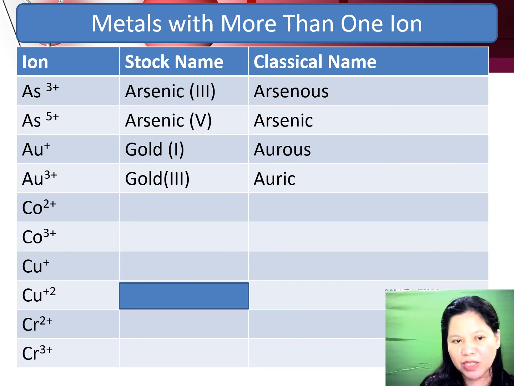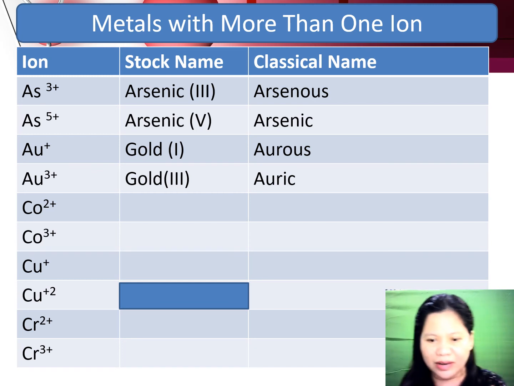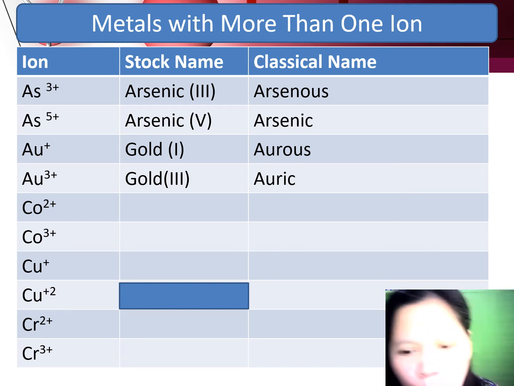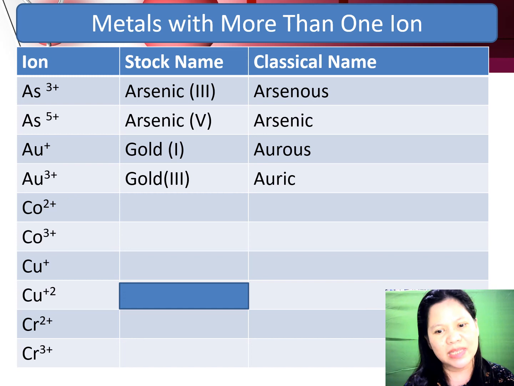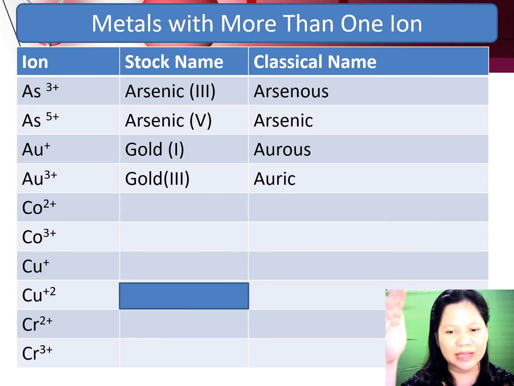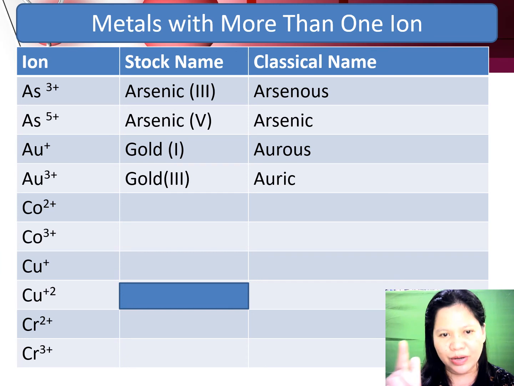So, Au positive, so understood that there is a unit of 1. Okay, gold. Gold 3 positive, gold 3. Now, what would be the classical name? Didn't we say earlier, when the charge is lower, it will end up with OUS. If the charge is greater or higher, it will end up with IC.